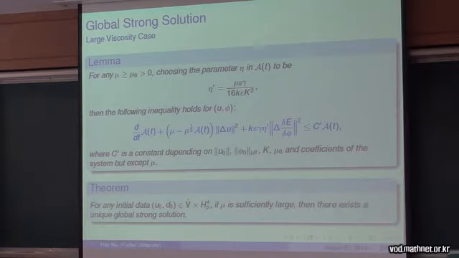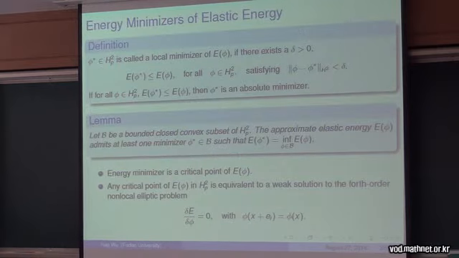And alternatively, for instance, for the Navier-Stokes equation, the large viscosity is equivalent to small initial data. However, here it's not the case. So we consider the case near equilibrium. We just give a definition of the energy minimizer. It's quite classical, and we can easily show that for the elastic energy we consider, there exist some energy minimizers.